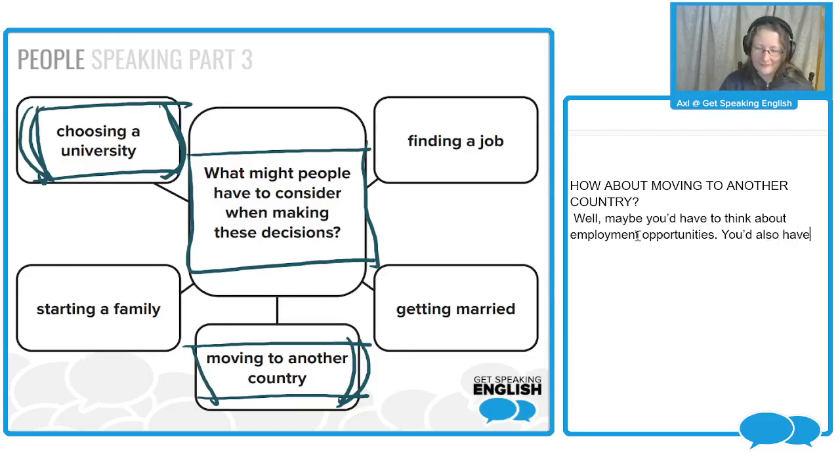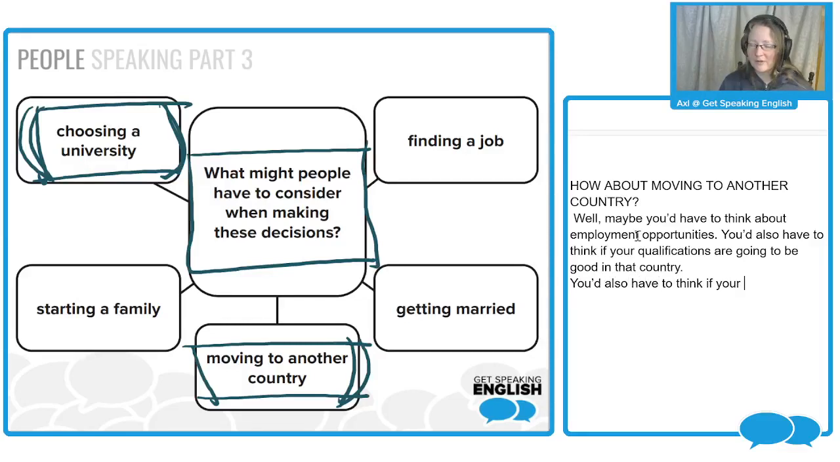You'd also have to think if maybe your qualifications are going to be good in that country, right? Because I know sometimes it's common to earn a certificate in one country, but then maybe it's not recognized in another country. So that can be a problem for people who want to move abroad, right? Yeah, exactly.